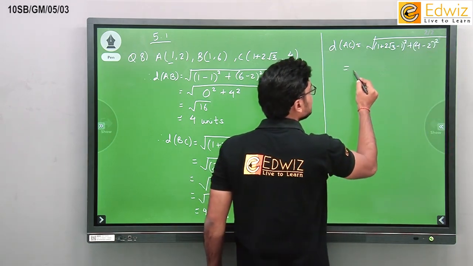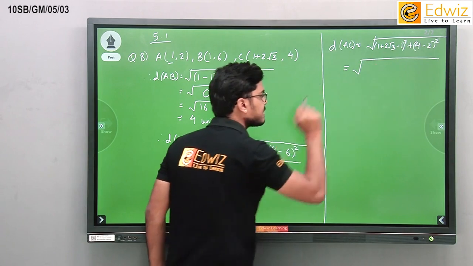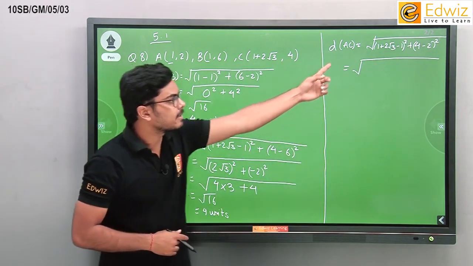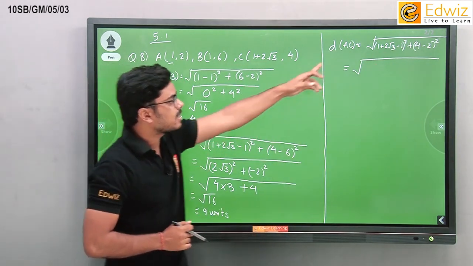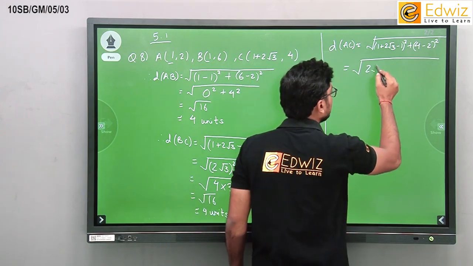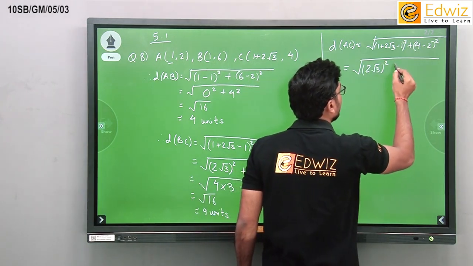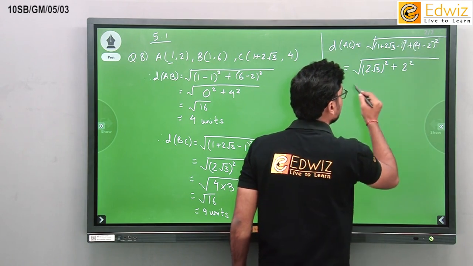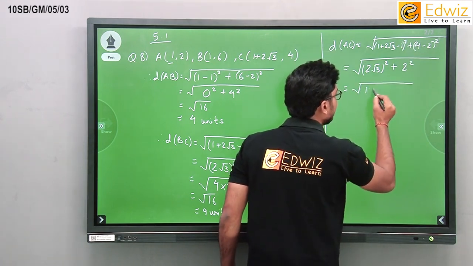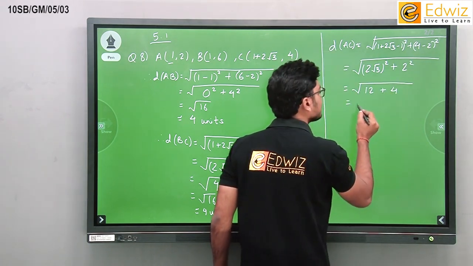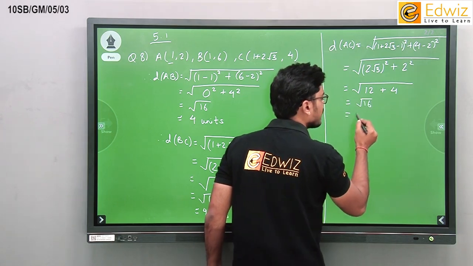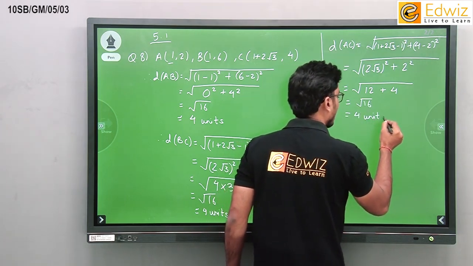Okay, upon solving this, once again, it is the same bracket. If you notice here and here, it is the same bracket. So iska answer bhi aayega 2 root 3 ka hi square plus 2 square. So finally we are getting 12 plus 4 once again, that is root 16, which is nothing but 4 units.